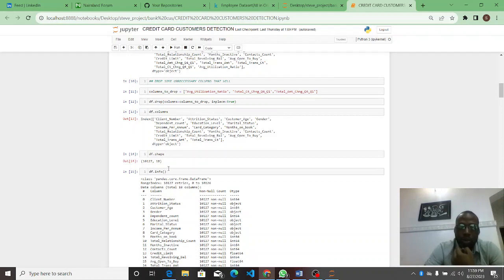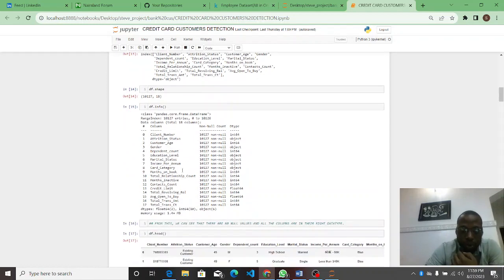So the next thing to do is to check the information of the data frame. Checking the info basically means we check if there are null values, and if the columns are in the right data type. So luckily for us, there are no null values, and luckily again for us, the data are in their right data type. So we won't be doing any change with that.